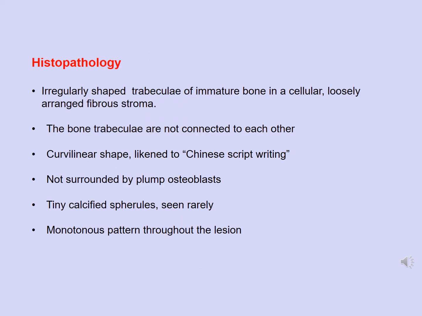So let's come to the histopathology. Whichever type of fibrous dysplasia it is, it will have the same histopathology, based on where the specimen is taken from. Because this is normal bone replaced by fibrous tissue which gets mineralized, what we generally see in histopathology is irregular shaped trabeculae of immature bone in cellular loosely arranged fibrous stroma. The bony trabeculae are not connected to each other. You see curvilinear shapes, which are described as Chinese character or Chinese script writing. It's not surrounded by plump osteoblasts, so osteoblastic rimming is not seen. Tiny calcified spherules are rarely seen, and generally this microscopic image of fibrous dysplasia is described as a monotonous pattern.